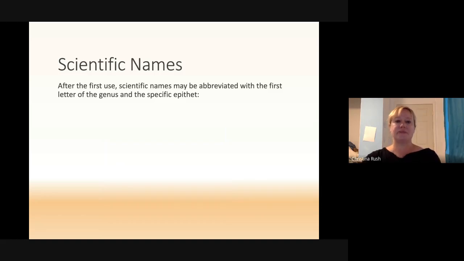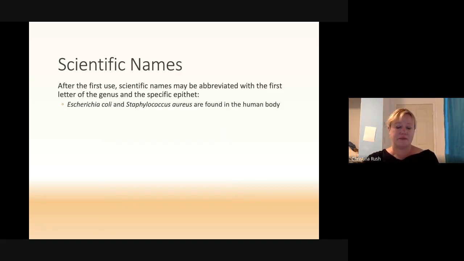Now, scientific names: after the first use, the scientific name may be abbreviated with the first letter of the genus and the specific epithet. So we might write the first sentence, Escherichia coli and Staphylococcus aureus are found in the human body. Your next sentence would be E. coli is found in the large intestine and S. aureus is on the skin. So these are appropriate names. The first time that you see them, please write the entire name. The second time, you may shorten it.